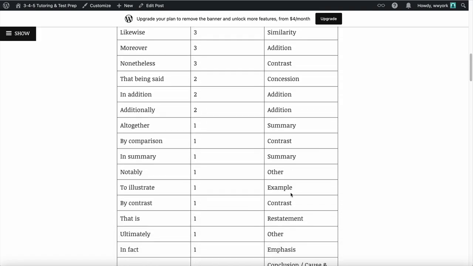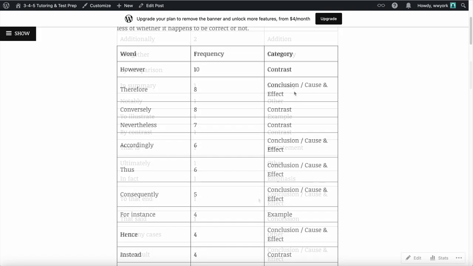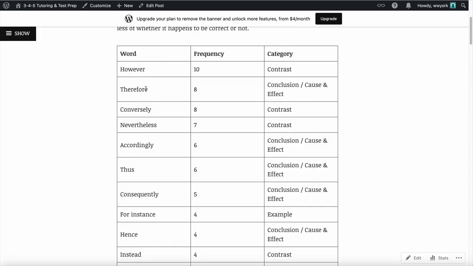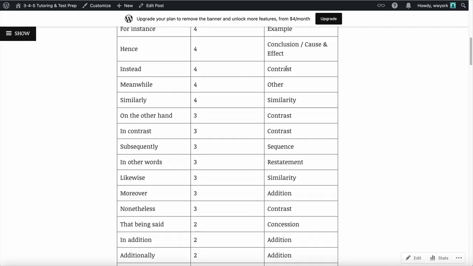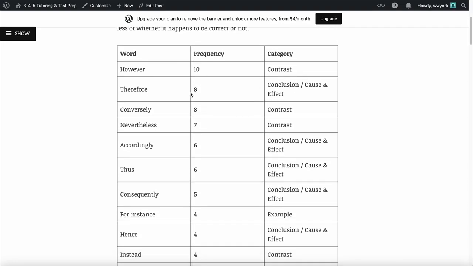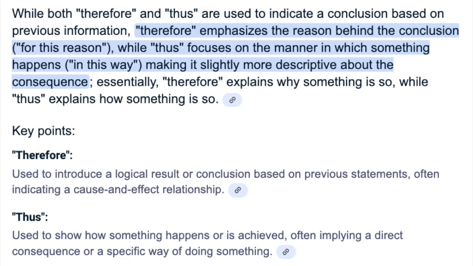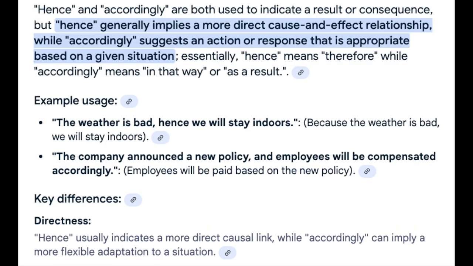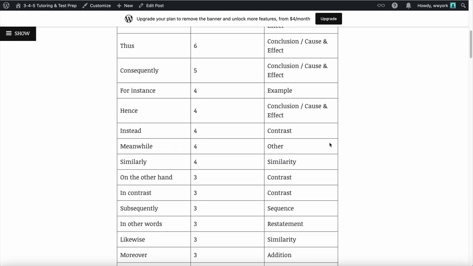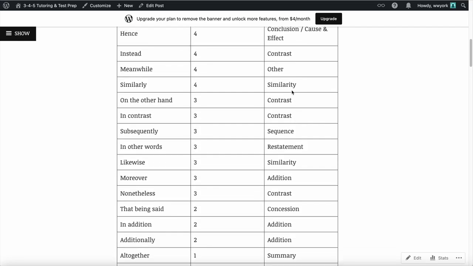And within some of these other categories, like the conclusion and cause and effect category, the most common one is therefore, accordingly, thus, consequently, hence, and you can see some additional ones. Again, I don't mean to suggest that these are completely interchangeable, but it's fairly rare, I would say, that you're going to have two words from the same category in a single question. They're not going to ask you to make a fine distinction between therefore and thus, or therefore and accordingly, or hence and accordingly.